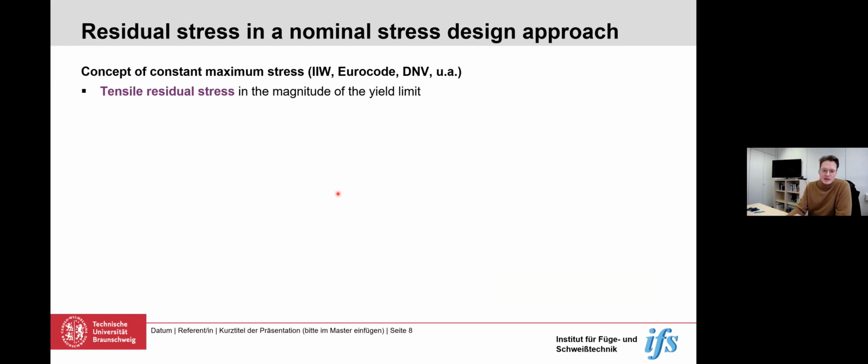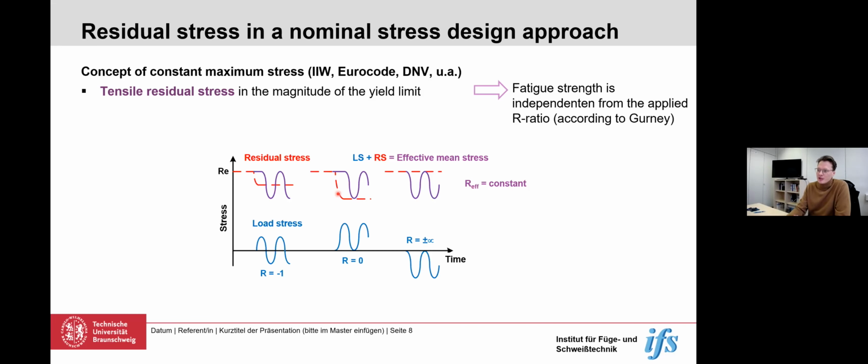Basically, the idea is based on a recommendation from Gurney at TWI in Cambridge. They basically concluded that, normally, when designing structures on the safe side, tensile residual stress is usually high. We saw that earlier from the picture of Lagarde, and that is due to high restraint. Basically, what they concluded from that is that the fatigue strength of components, especially from welds with high material strengths, is independent of the applied R ratio during fatigue testing. And this is sketched here.